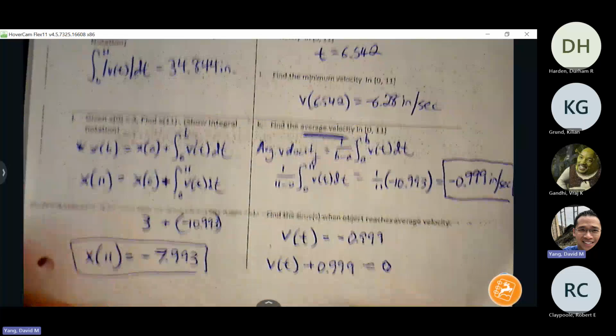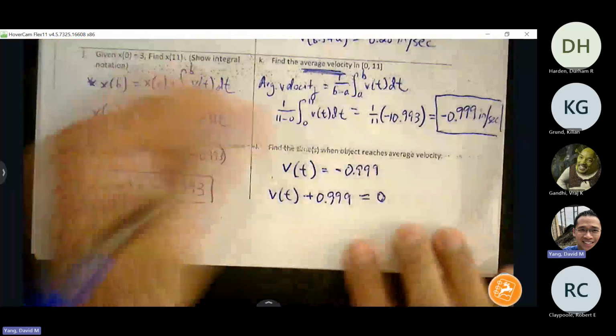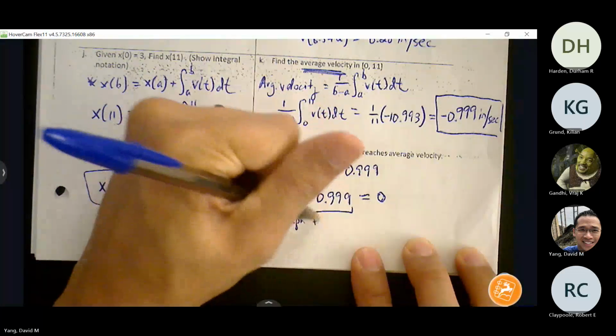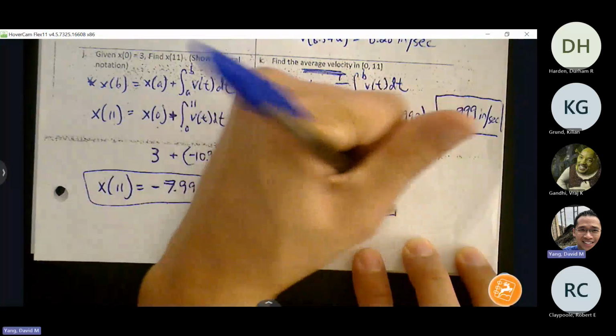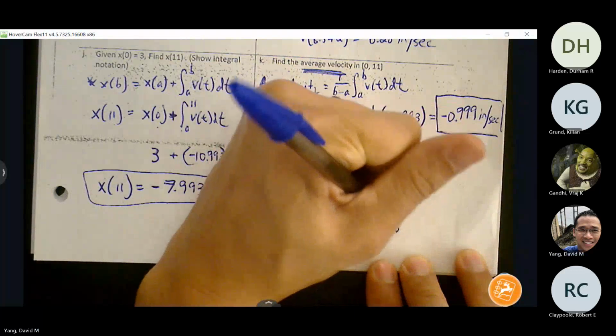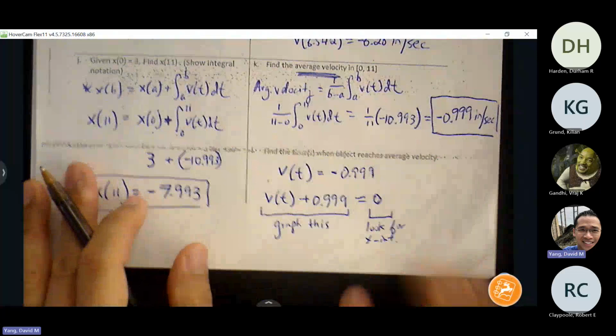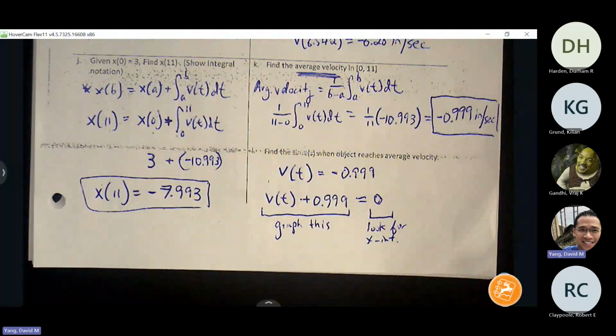So now I can just, what if I do this? Now I can just graph this function, and then look for the x-intercept. Right, that's the same thing as graphing the two equations and looking for the intersection.